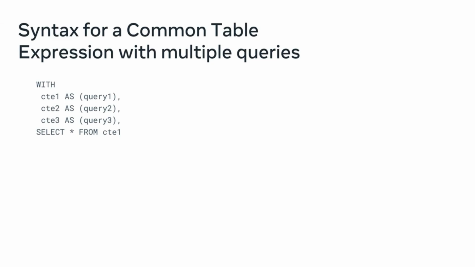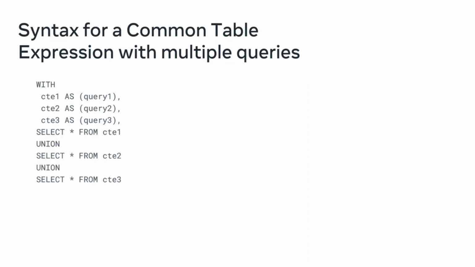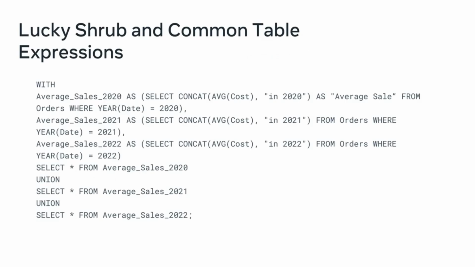To execute a CTE, type its name after the select statement. Or you can execute multiple CTEs at once. To execute more than one CTE, add a select statement for each CTE. Place a union operator in between your statements to return data for all statements in the output result. For example, Lucky Shrub can use multiple queries to calculate their average sale. Let's explore Lucky Shrub's use of CTEs in more detail. See if you can help them out using your new skills.